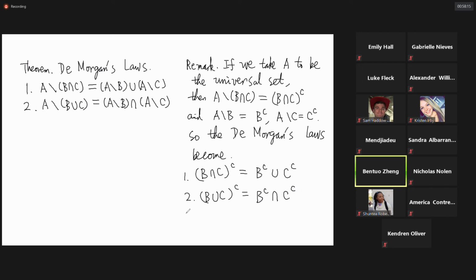Okay, so you may see this form is more commonly used. However, the theorem here is more general because this is for any set A. You see, they are essentially the same, but formally this is more general, because when you talk about complement, you always designate a universal set. But in the other form, you don't designate the universal set, but essentially A serves as the role of the universal set.